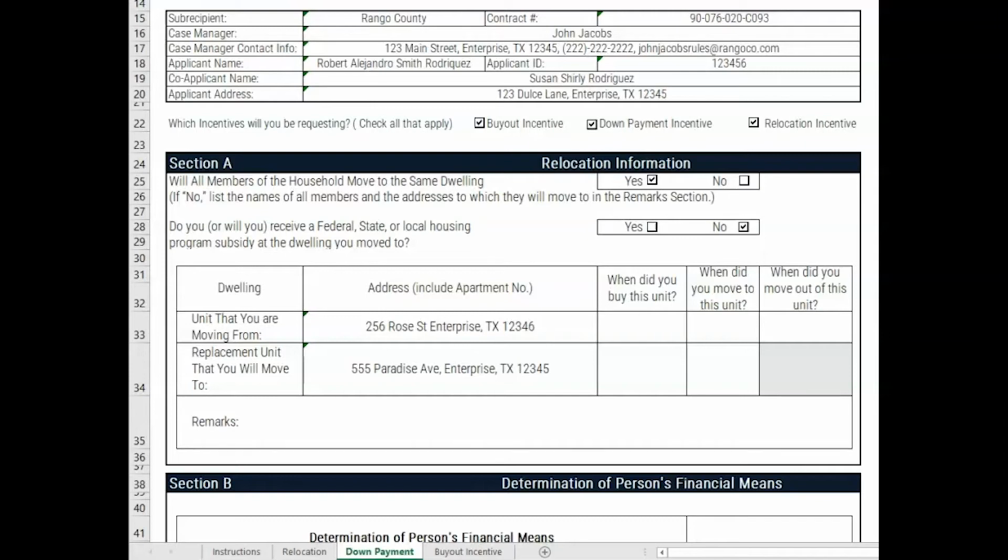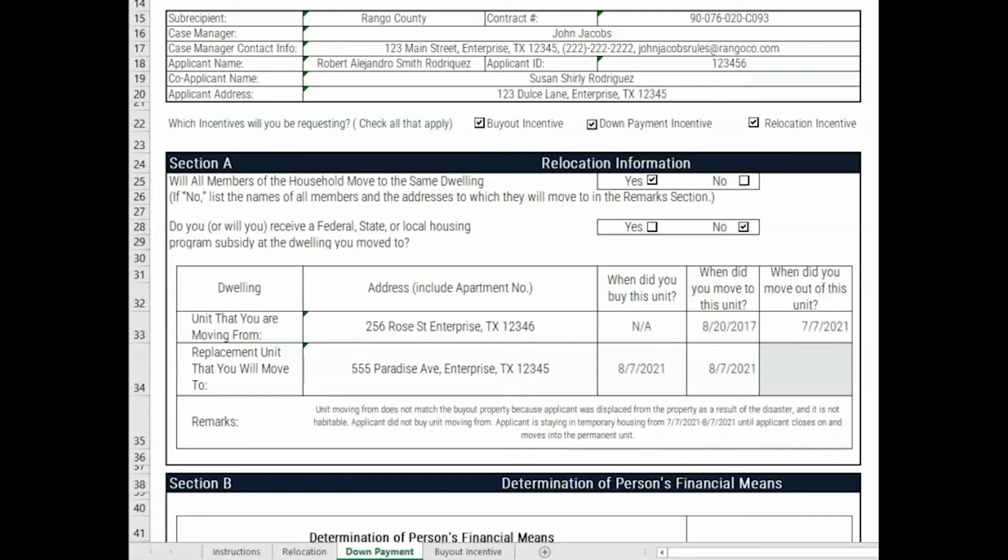If the unit the applicant is moving from differs from the buyout or acquisition property, justification must be placed in the Remarks section. Then for both units, the applicant should input the date they bought or will buy the unit, when they moved into or will move into the unit, and the date they moved out or will move out of the unit.